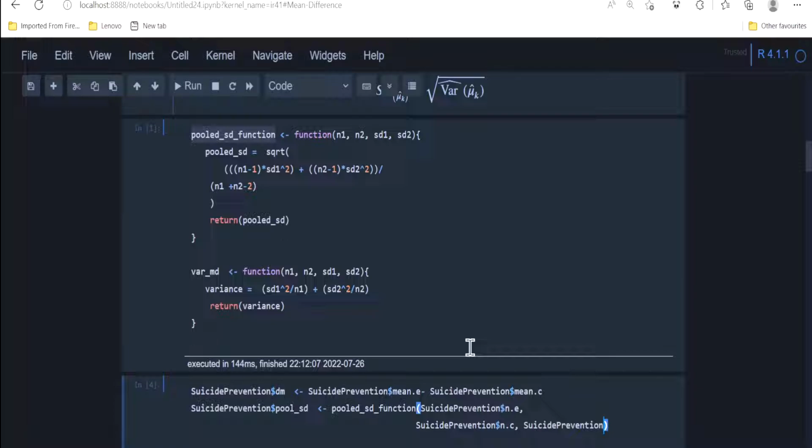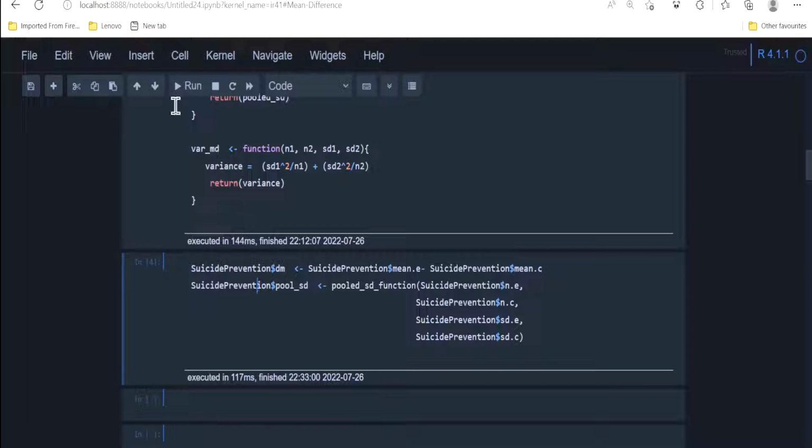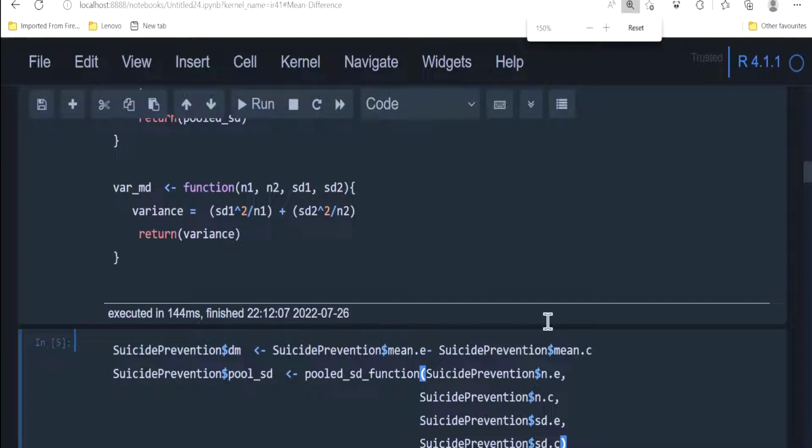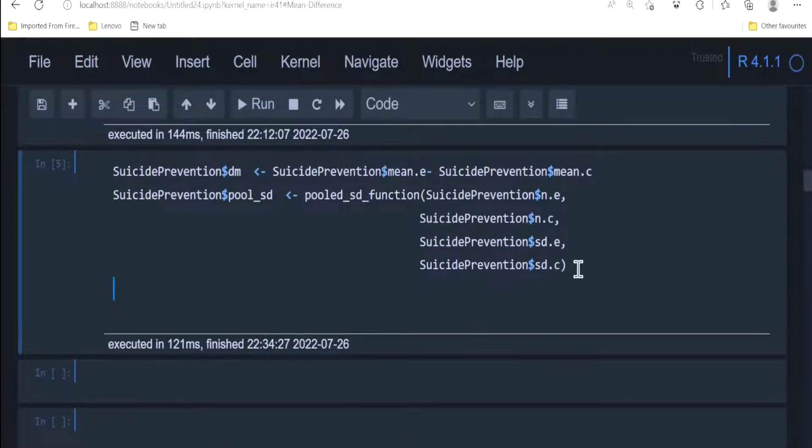Now what I need is the standard deviation of the experimental and the control group. For that, I will use the dollar sign and SDE, then again SDC, SDE, SDC. Now my function will be able to calculate my pooled standard deviation. Let me make it larger so you will be able to see it better. Now I already have the pooled standard deviation.